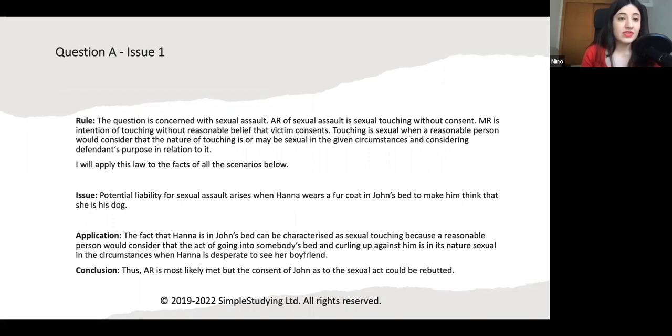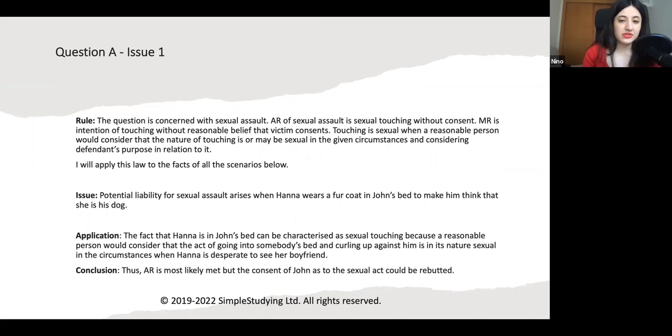Now, when we have defined what is sexual assault, we can apply it to every single scenario. There were a couple of scenarios about sexual assault, so it is a good practice that you define what is actus reus and mens rea in the beginning, so you don't have to repeat defining what is sexual assault every time you have to discuss it in regards to the new factual scenario.